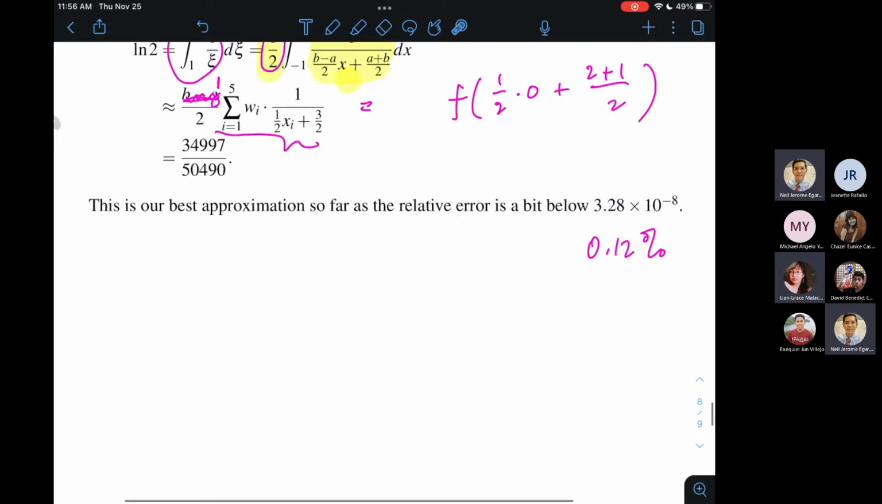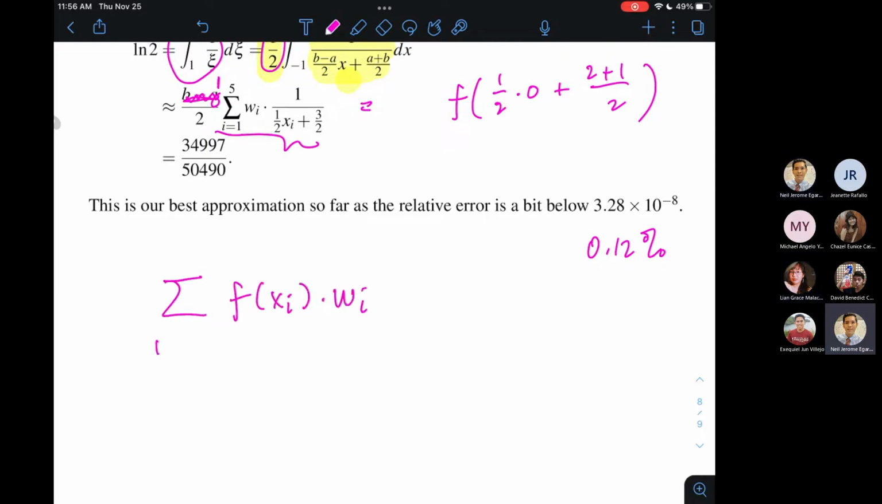Yes, kasi remember yung Gaussian quadrature formula, ganito yung itsura niya. Lagi siyang summation ng function value times the weights. Dito 5 points yung ginamit natin, no? 1 to 5, okay? Tapos ngayon, alam natin yung function ay 1 over x. So supposedly 1 over x yung ipa-plug in ko, right? So yun, laging ganito yung quadrature formula.